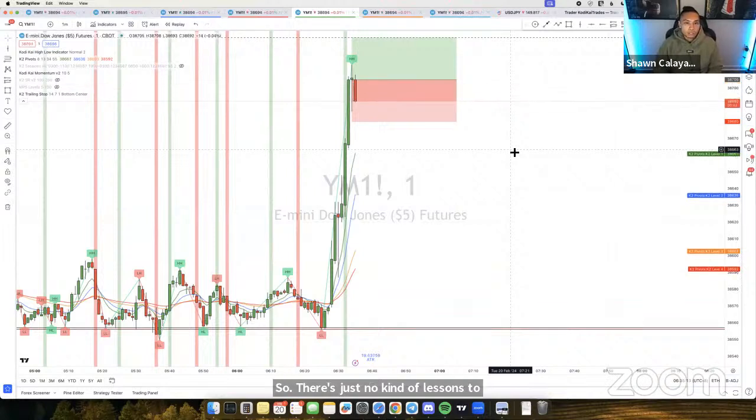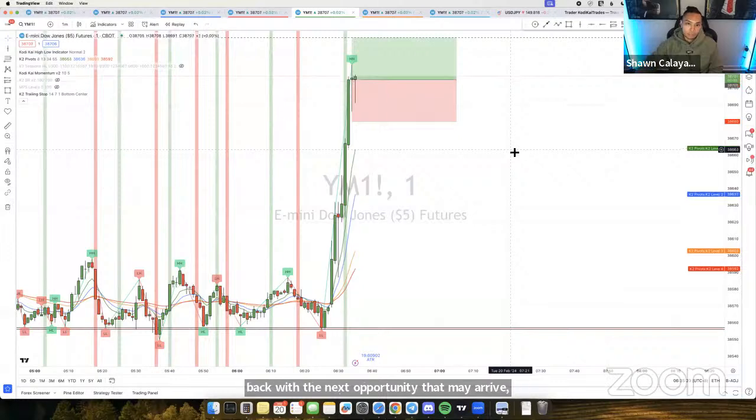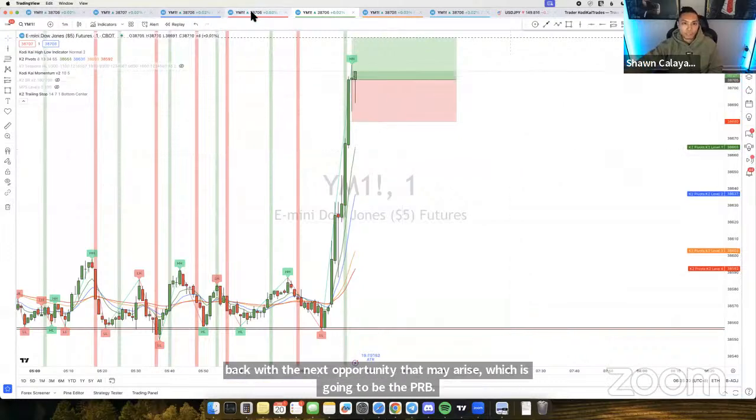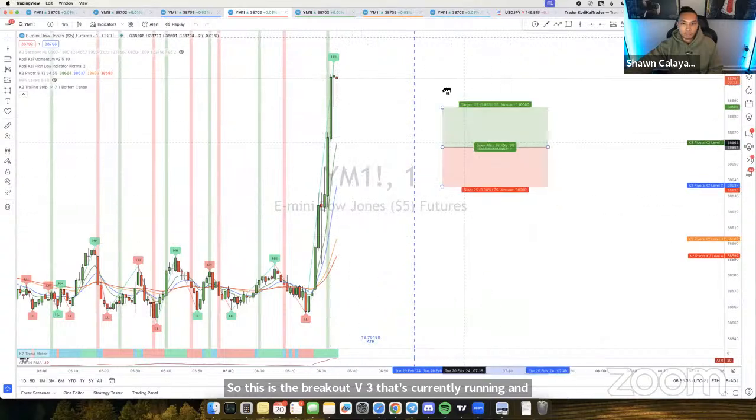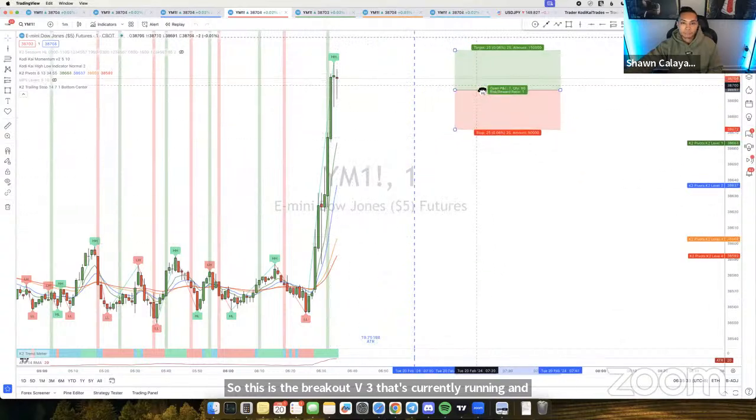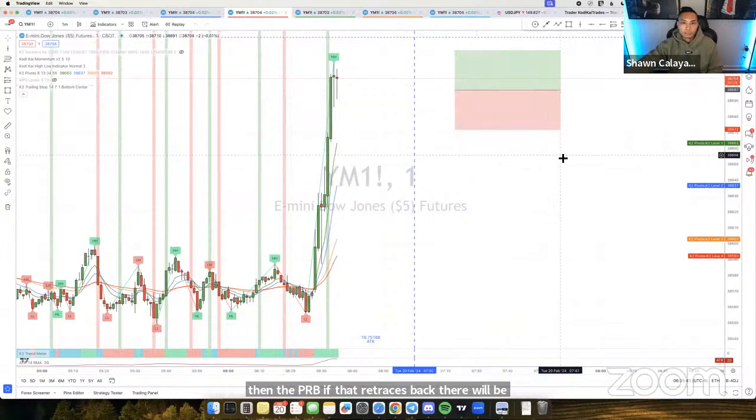Because if you take one trade a day, then obviously you're going to be stressed out about, okay, this is the only trade I'm taking, and there's no way to really get it back, right? For this, you have an opportunity to get it back with the next opportunity that may arise, which is going to be the PRB. So this is the breakout V3 that's currently running. And then the PRB, if it retraces back, there'll be an opportunity for the PRB a little later. It's not there yet, but we'll come back to that.